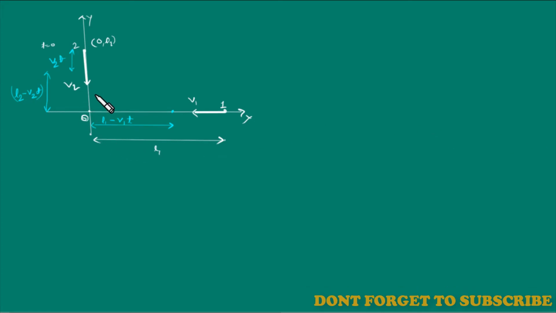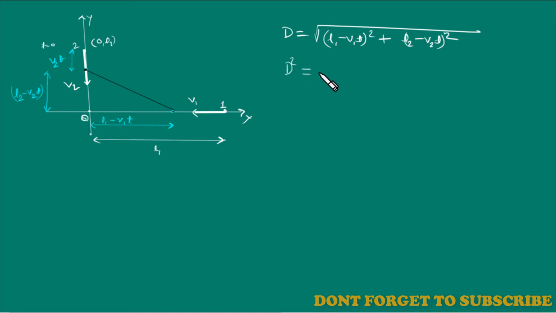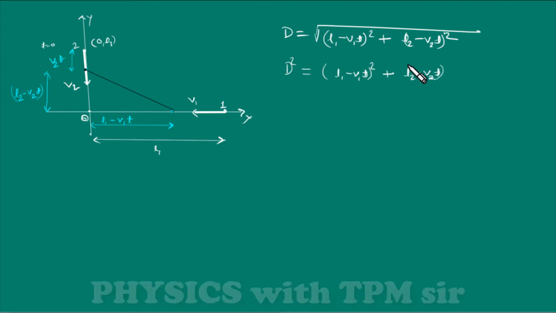So at any time, if I try to find the distance between this particle here and this particle here, it will be the length of this line. I can write the distance d equal to the square root of (L1 minus v1 t) whole square plus (L2 minus v2 t) whole square, right? This is d, or we can say d square is equal to (L1 minus v1 t) whole square plus (L2 minus v2 t) whole square.